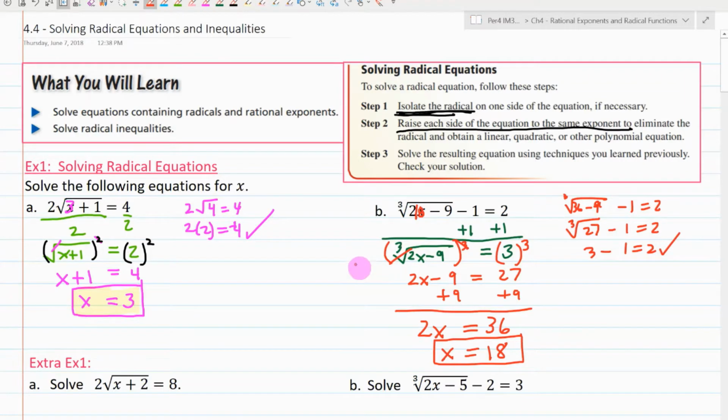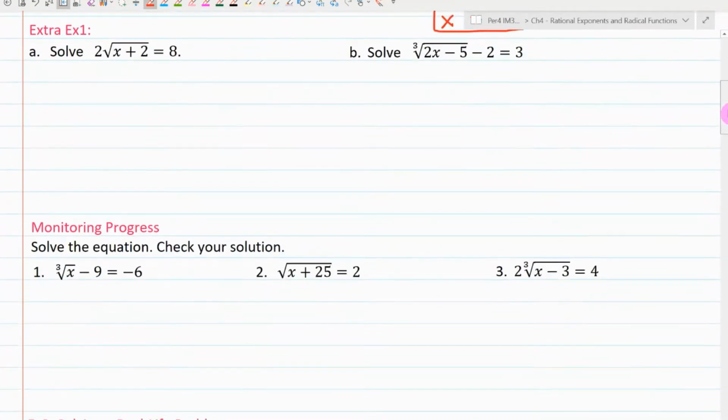More often than not, you should be checking the ones where you have to square both sides. Those are the ones that tend to have extraneous solutions. When you cube something, unless you make a mathematical mistake, usually those come out fine. Go ahead and try example 1 on your own. So pause the video, try those, and then come back and check your answers. Actually, please go ahead and do all 5 of these. And then check your answers when you're finished by playing the video.